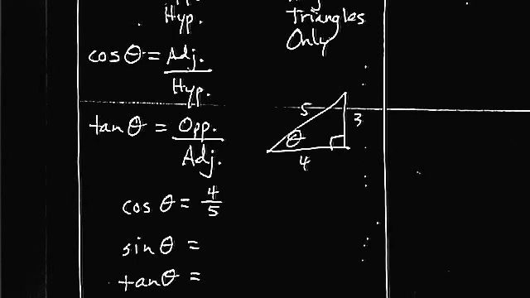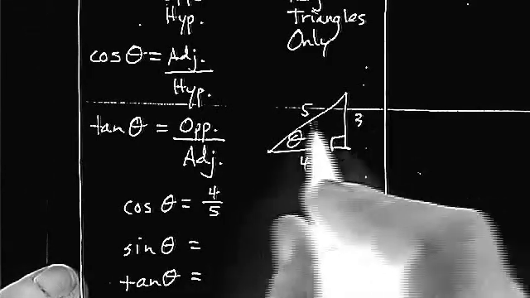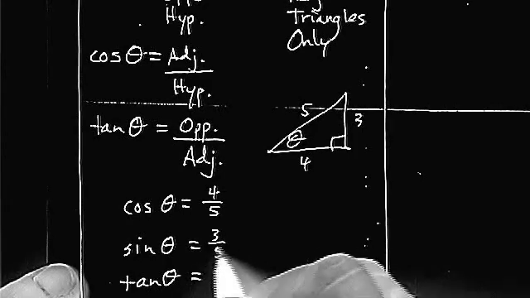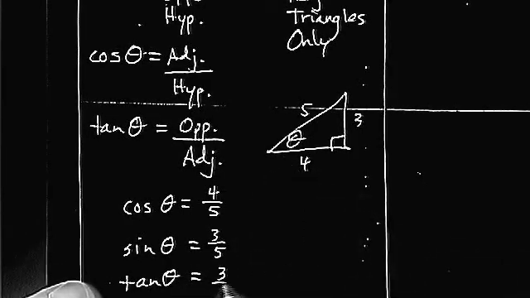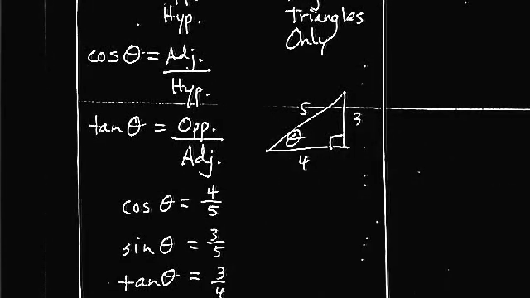If I ask you for the angle, that'll be a different question. But this is just the cosine of the angle. Well, what about the sine of the angle? Opposite over hypotenuse is 3/5. And what about the tangent? 3/4, right? Opposite over adjacent. Very simple, easy fractions for your answers.